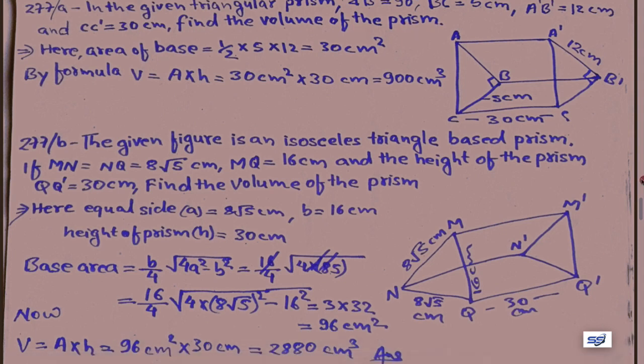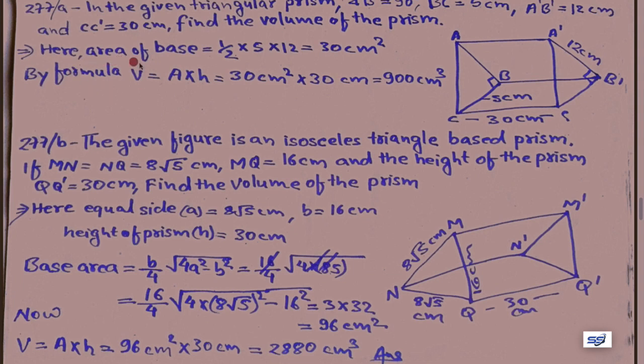Now this is our prism. In this prism, the given information is AB is 12 cm, CC' is 30 cm, CB is 5 cm. In this way, this is the given information. Using all this, we will find the requirement of our question.